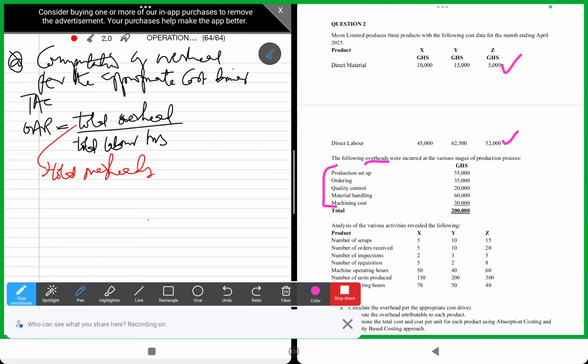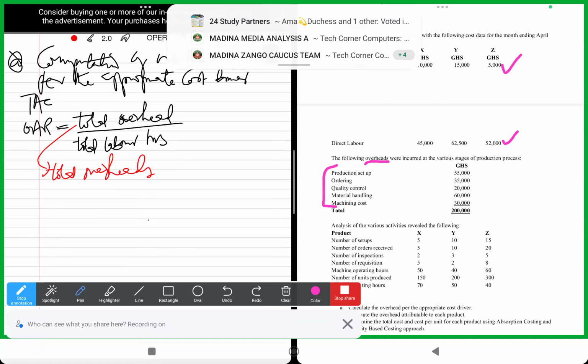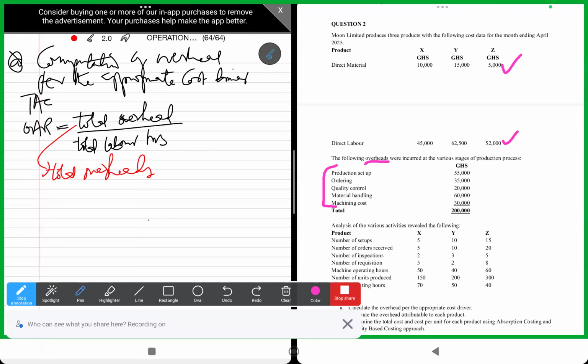So you're dealing with traditional absorption. We want to find the cost driver overhead. So what is the total overheads? 200,000. All these guys here, their total is 200. So I'll come and write it here, 200,000. Then I'll come and find the total labor hours.